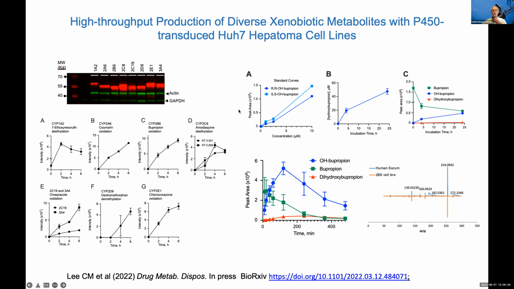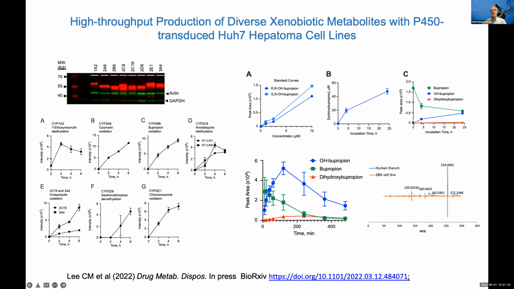Moving on, we wanted to quantitate how active these enzymes are. We got the authentic standards for hydroxybupropion, its major metabolite, and quantitated production here over 24 hours in these incubations. With 100 micromolar bupropion incubation, we were able to retrieve 50 micromolar hydroxybupropion. So this is an illustration that these are very powerful tools to generate lots of P450 derived metabolites.